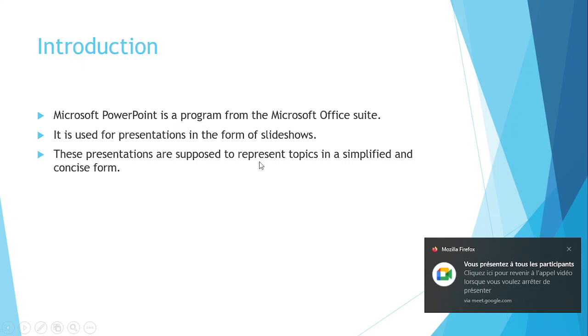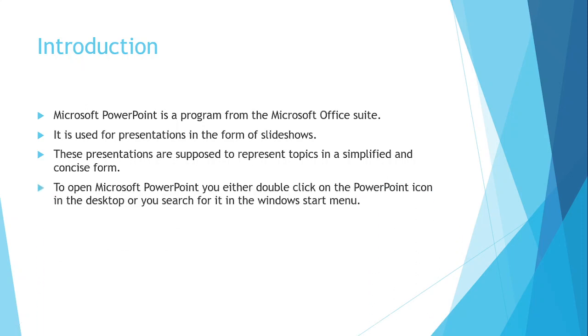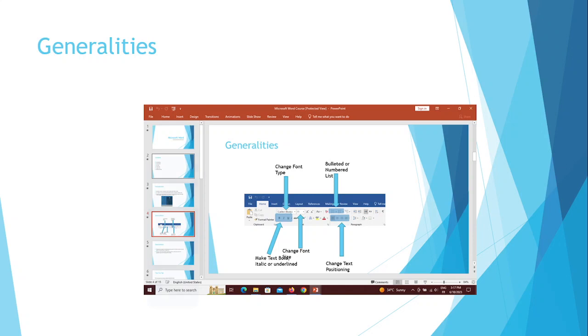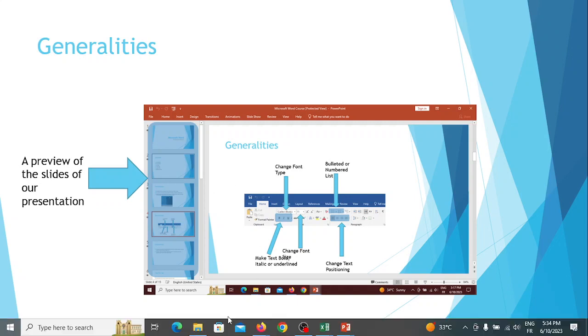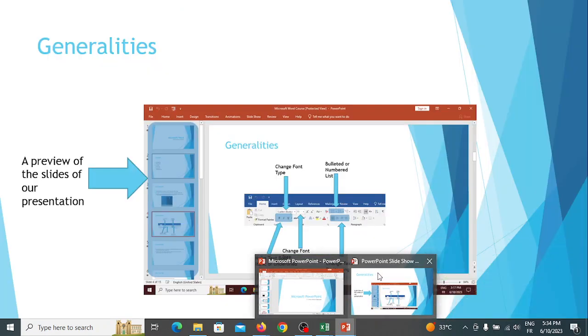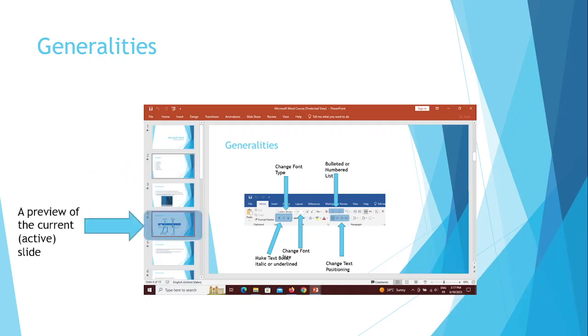These presentations are supposed to represent topics in a simplified and concise form, okay? To open Microsoft PowerPoint, you either double-click on the PowerPoint icon on the desktop, or you search for it in the Windows Start menu. Same thing with Microsoft Word and Excel. Nothing different, okay? So let's start with some general stuff, okay? Here we have the slides, a preview of the slides in our presentation. This is a preview of the current slide, the current or active slide, okay? And this is the current slide or the active slide.